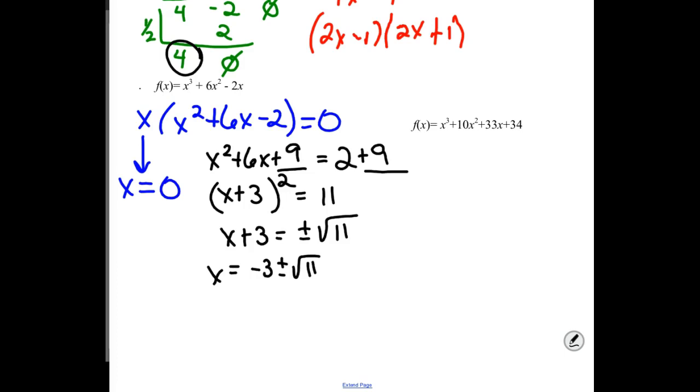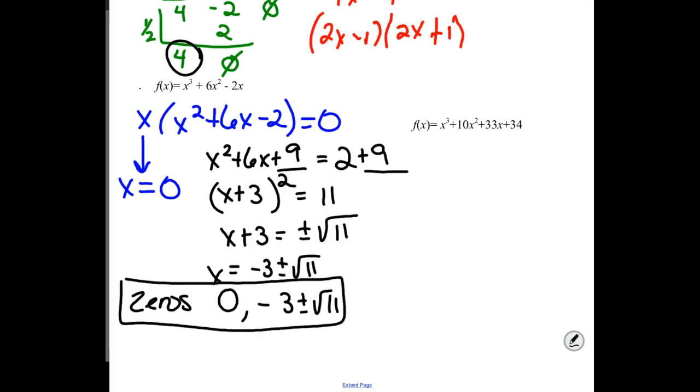Those are not imaginary. There's no i in there. That means if I looked at my calculator, I would see it crossing. It's just that those are decimal numbers, right? They're not nice rational numbers. Okay? So my zeros here are 0 and negative 3 plus minus root 11. How many is that? 3. Is that what I was supposed to find? Okay.